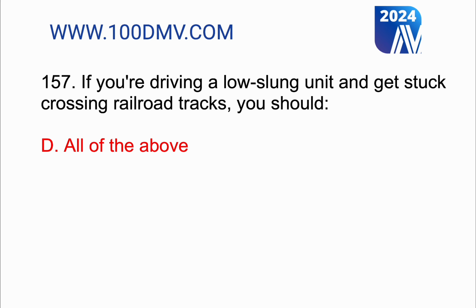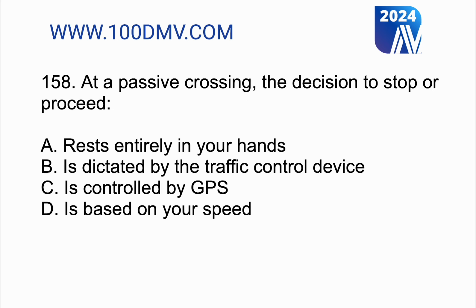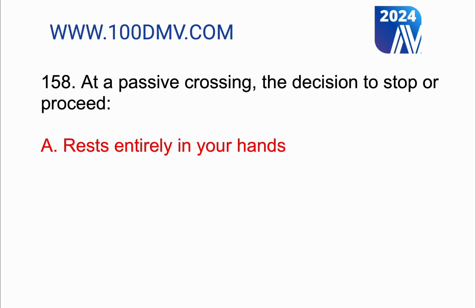158. At a passive crossing, the decision to stop or proceed: A. Rests entirely in your hands. B. Is dictated by the traffic control device. C. Is controlled by GPS. D. Is based on your speed. The correct answer is A. Rests entirely in your hands.